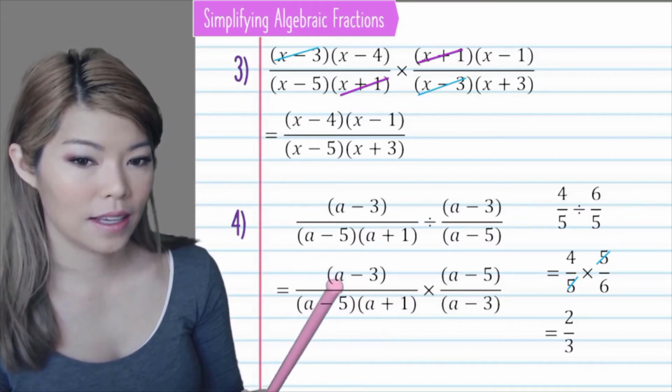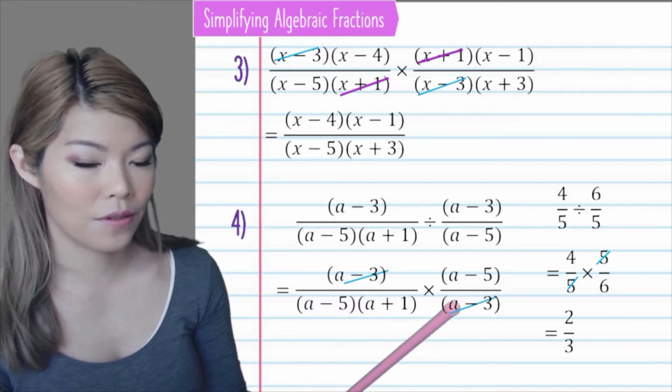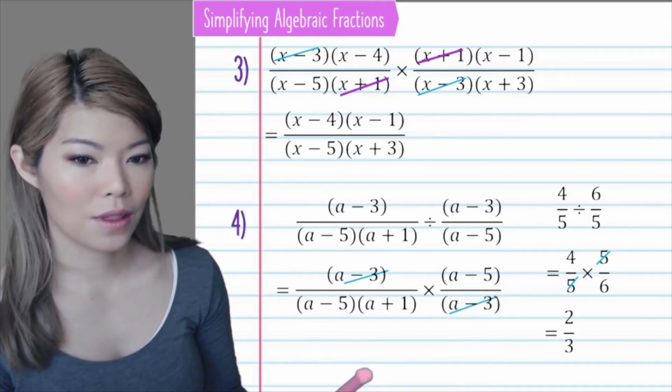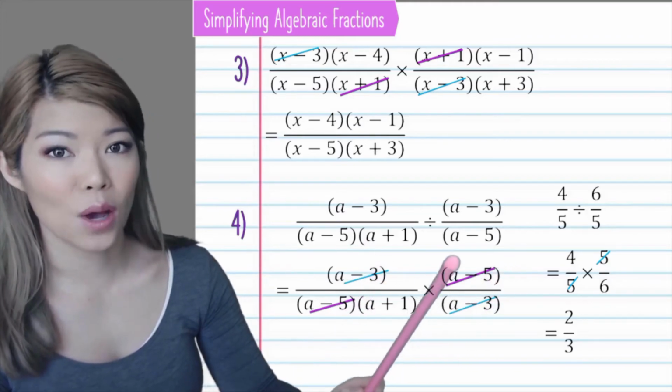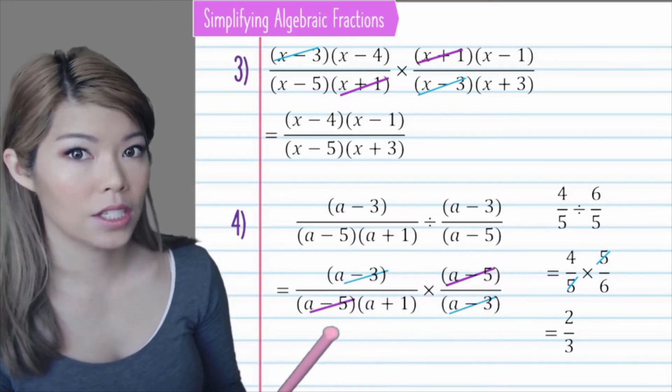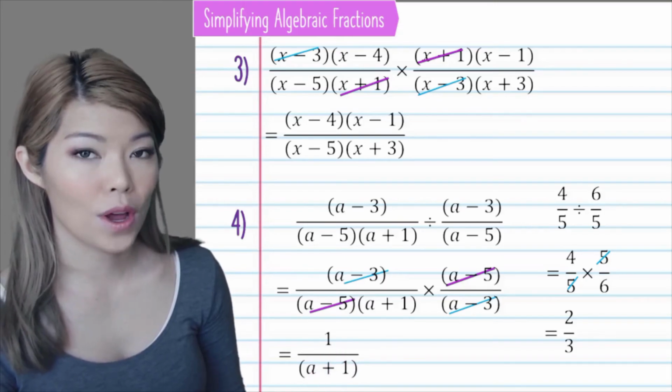So we can see a minus 3 and a minus 3 occurs there and there. Cancel that out. And where else can we see? A minus 5. So now what are we left with at the top? If there's no numbers, there is just a 1 at the top. So 1 over a plus 1.